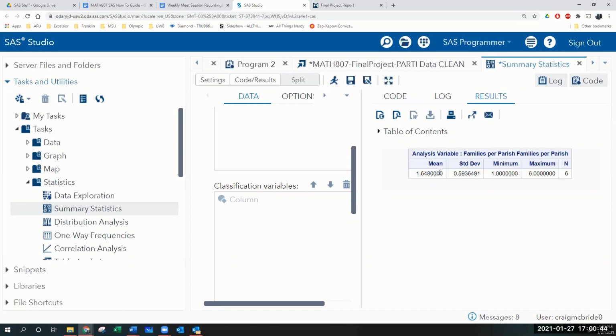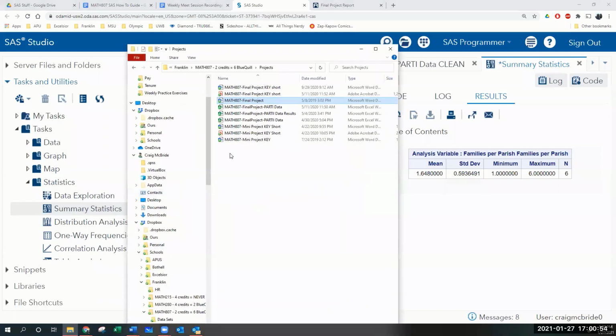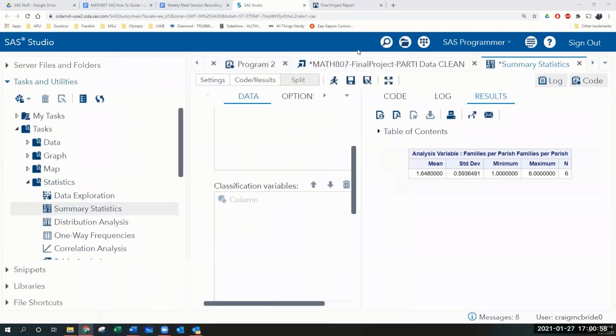Calculating a standard deviation for a discrete random variable is actually a fairly easy process to do, especially in Excel. If you do it, you're going to get a huge difference. For instance, this is families per parish. I didn't know which one was right. Why are the standard deviations different?